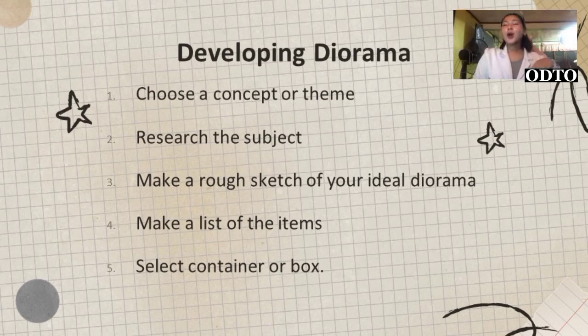Number 4, make a list of the items. Browse your local craft store to find everything you need. Number 5, select a container or a box. A shoebox can do because you can turn it on its side, and it works incredibly well for creating a basic diorama. And that would be all for my topic.